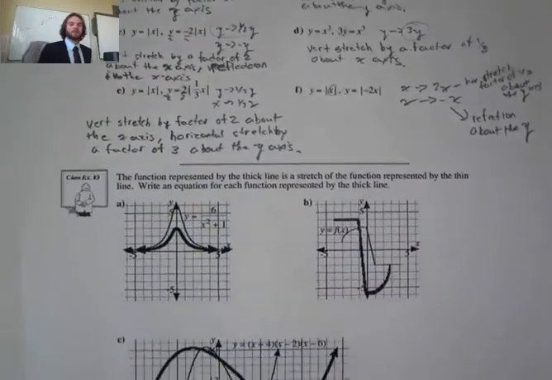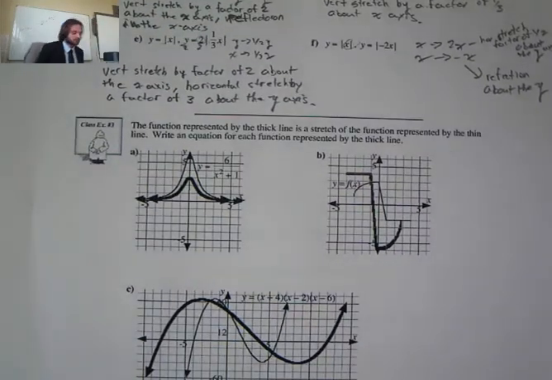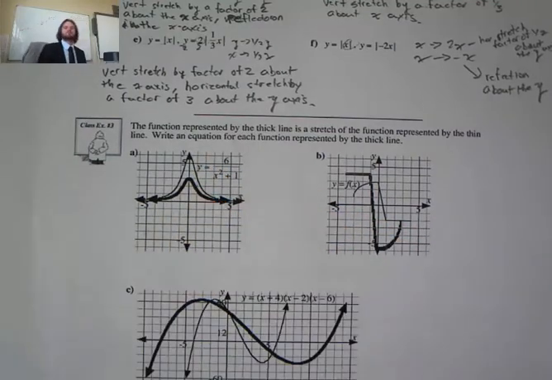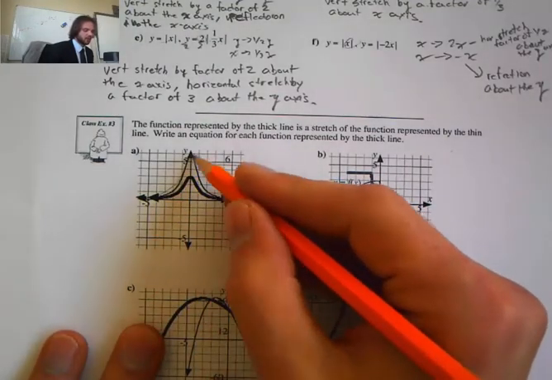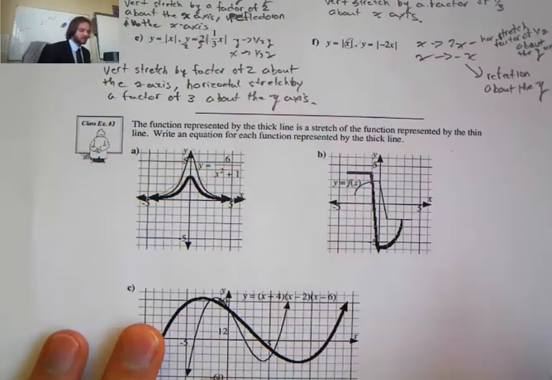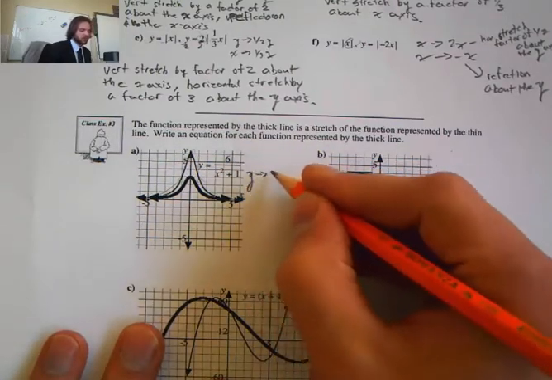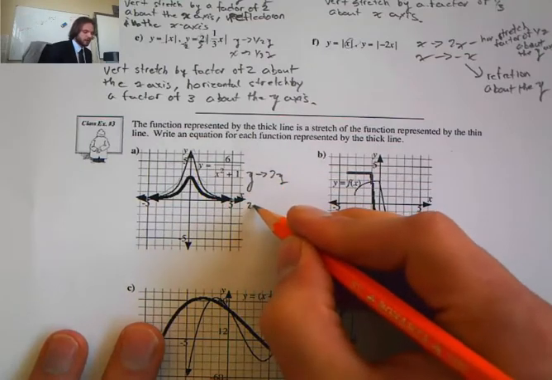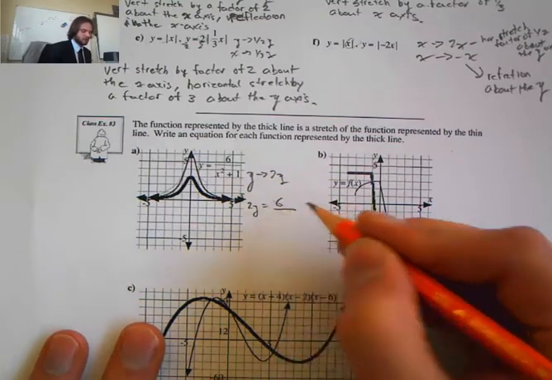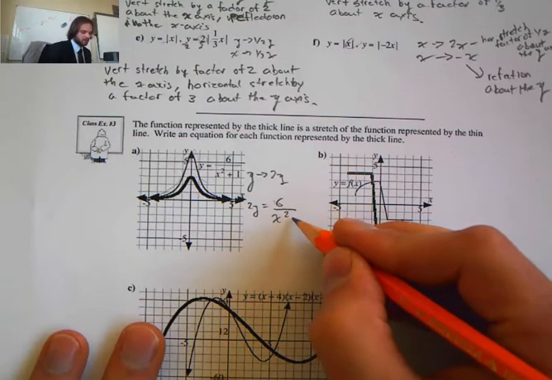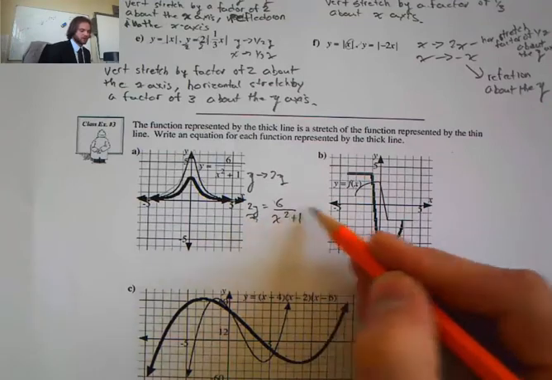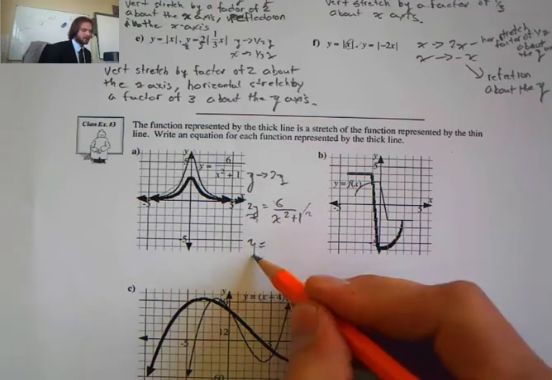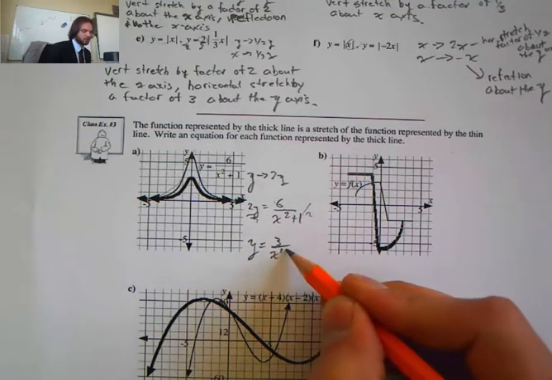All right, let's take a look at the next one. The next one's here, we have two graphs. We have f of x, and then something happened, either a stretch or a reflection. So if I look at this one here, my original is my thin line. This is only half as tall. So then y got replaced with 2y. So we have 2y is equal to 6 all over x squared plus 1. Okay, so I divide both sides by 2, I end up getting y is equal to 3 all over x squared plus 1.